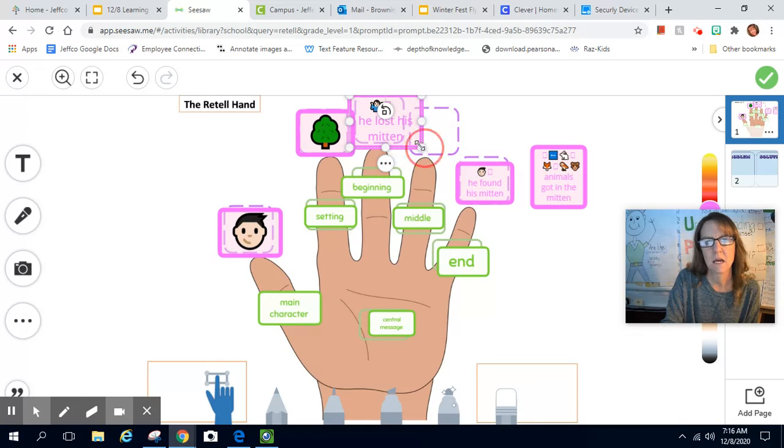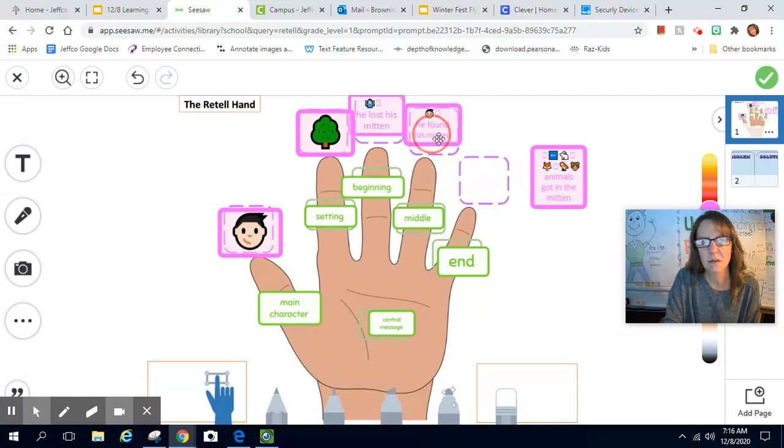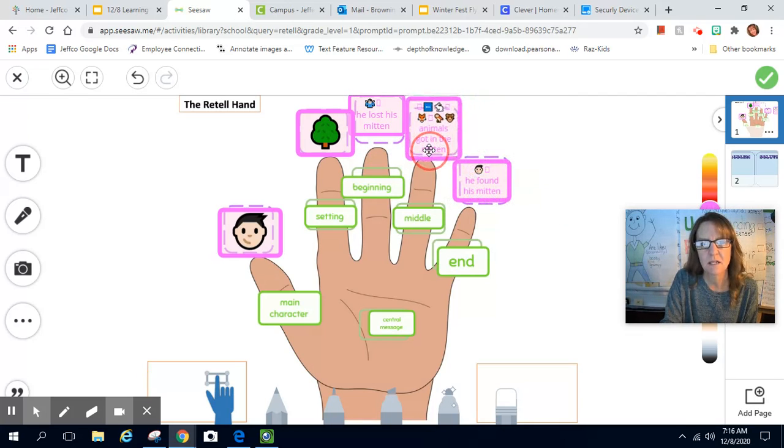Then, that's kind of big. You guys can shrink it a little bit. Then he found his mitten, still stays there. What happens after he lost the mitten? The middle piece, the fun part of the story, is where the animals all got inside that mitten. So I'm going to see if you can remember, and you're going to retell your story. Where can you put all of the pieces of our Retell hand in place?